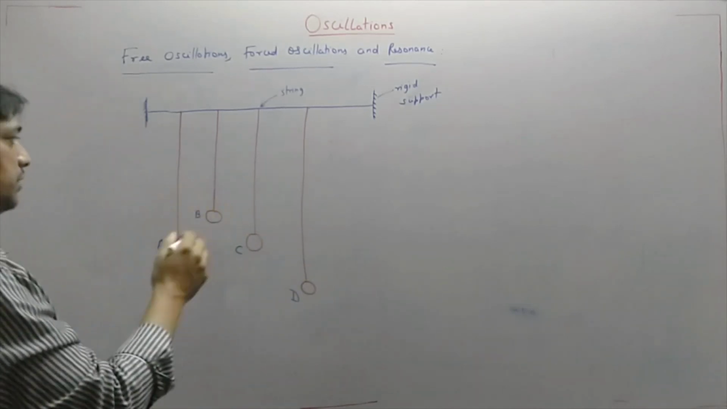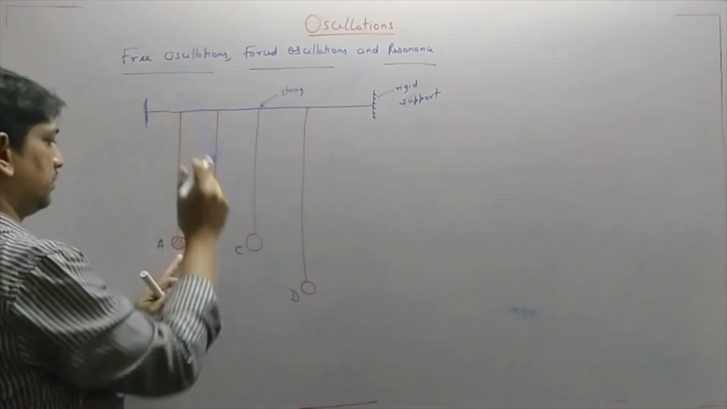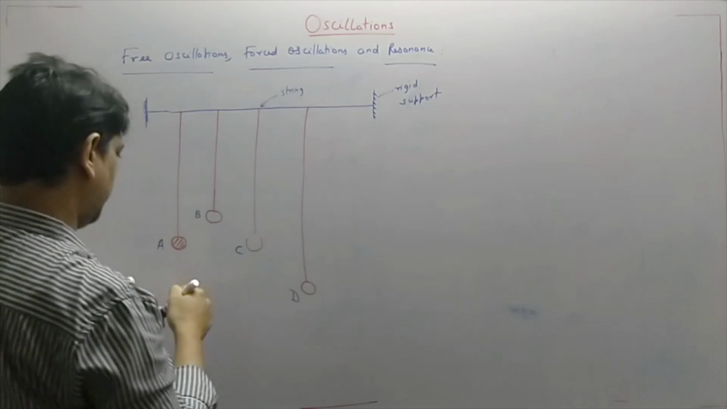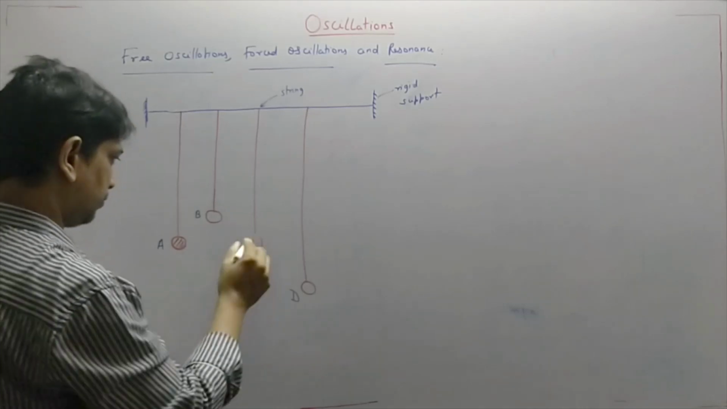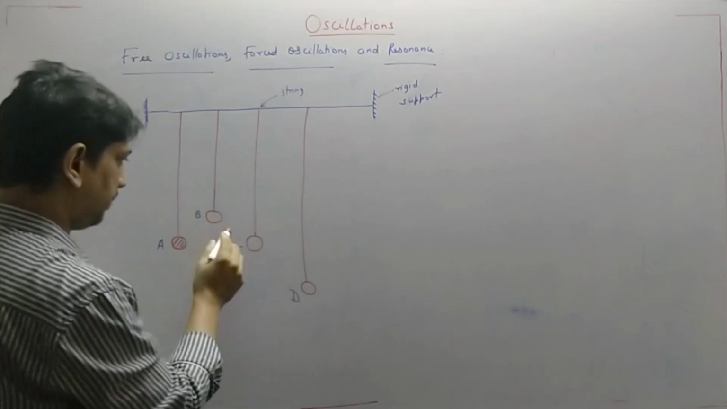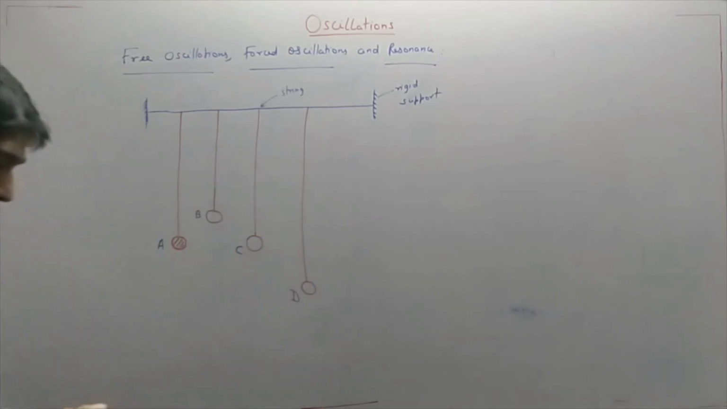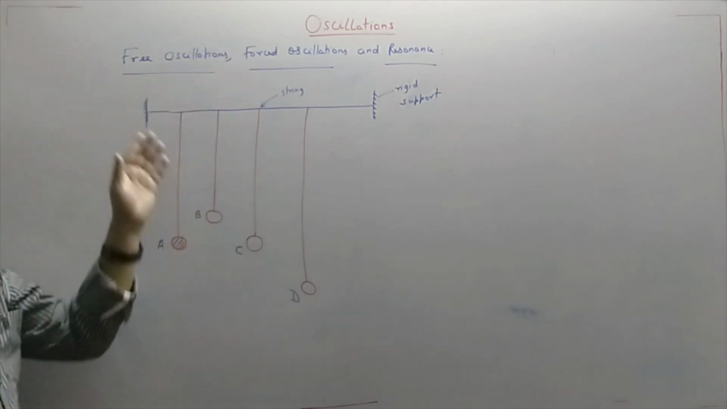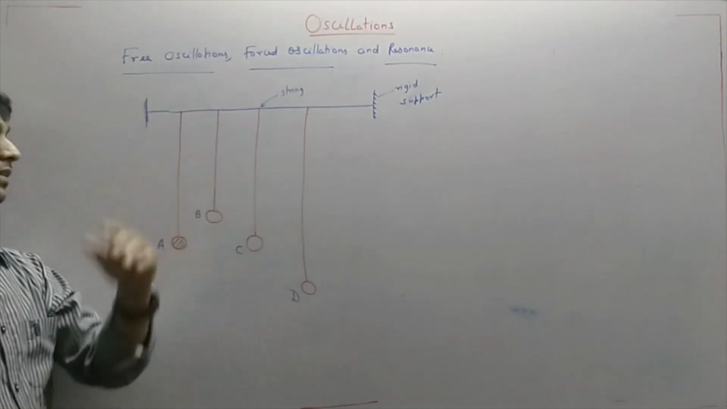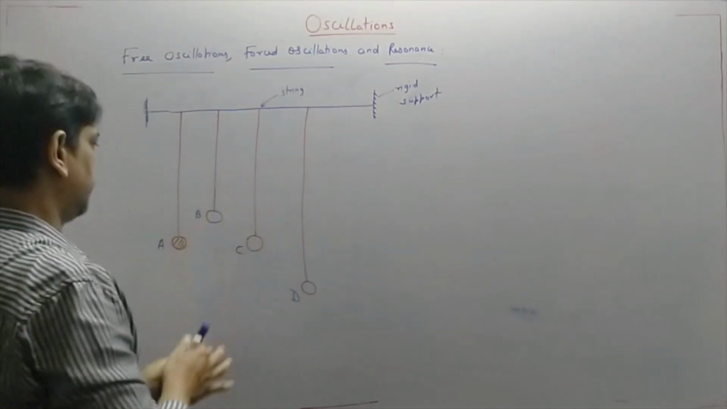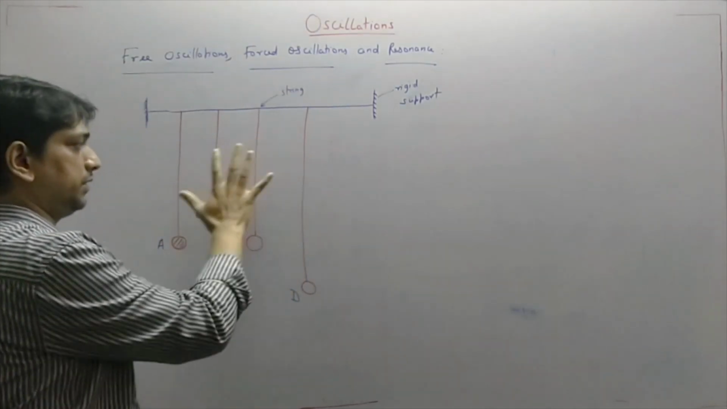The lengths of the pendulums are different. Here the length is more. Lengths of A and C are the same, so the frequency will be the same. B is shorter length and D is longer length. This is a pendulum which is attached to the string, so that the energy will transfer between A, B, C and D.